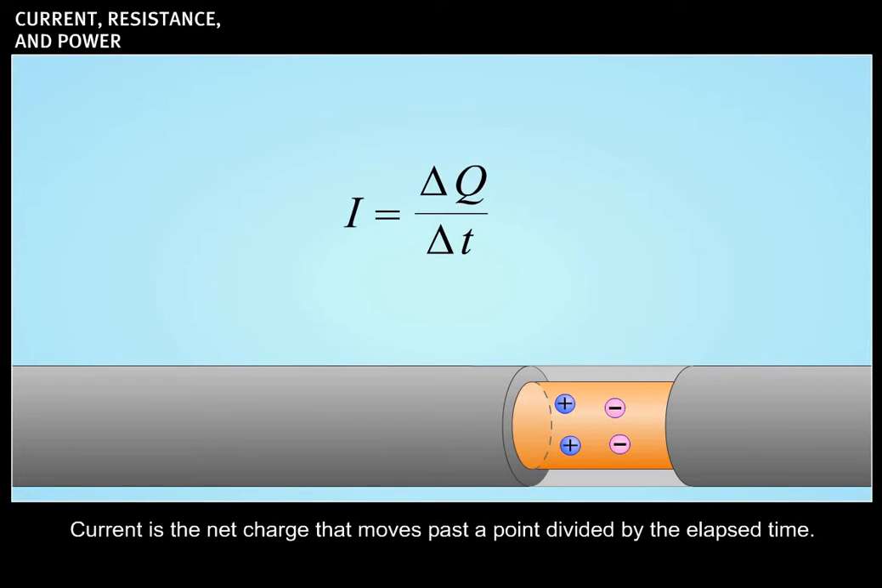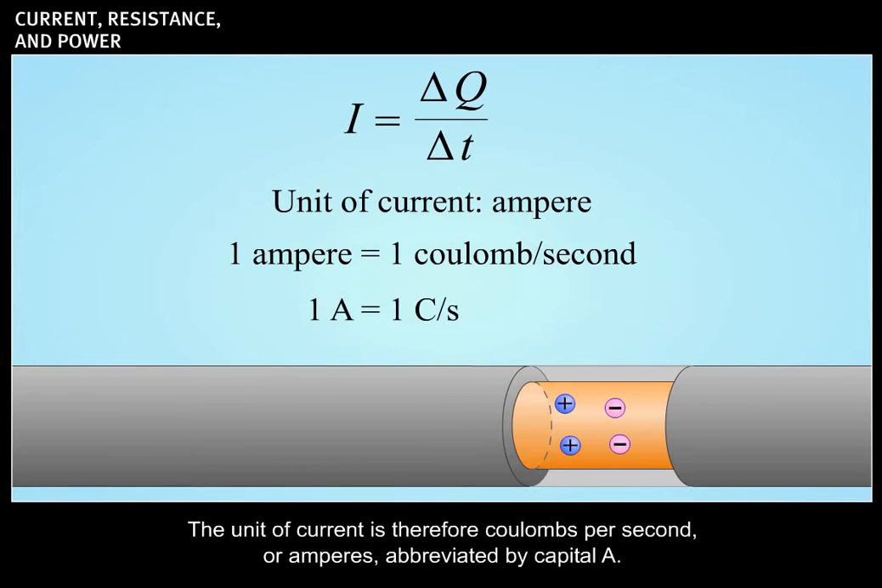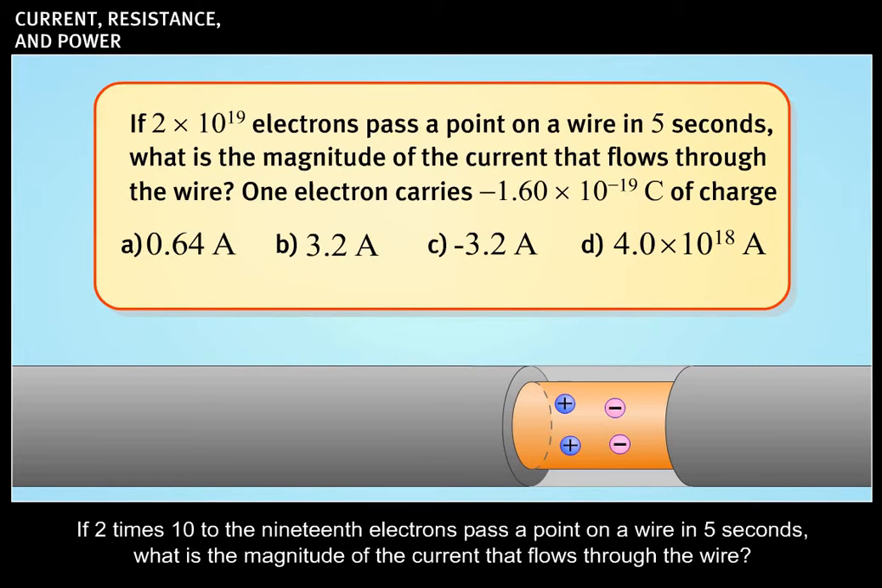Current is the net charge that moves past a point divided by the elapsed time. The unit of current is therefore coulombs per second, or amperes, abbreviated by capital A. If 2 times 10 to the 19th electrons pass a point on a wire in 5 seconds, what is the magnitude of the current that flows through the wire?